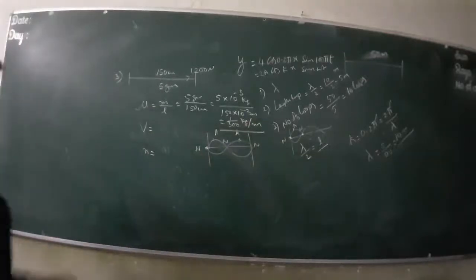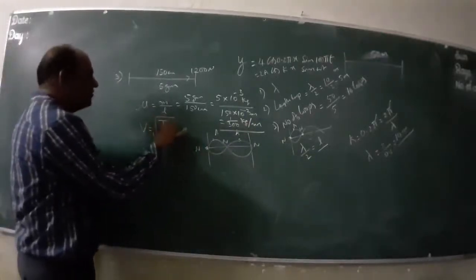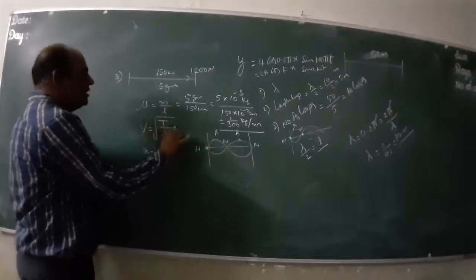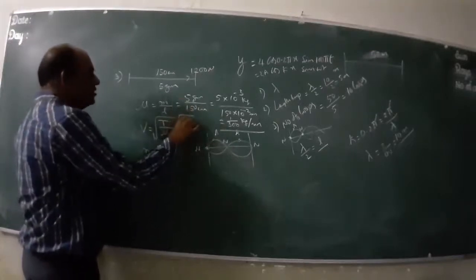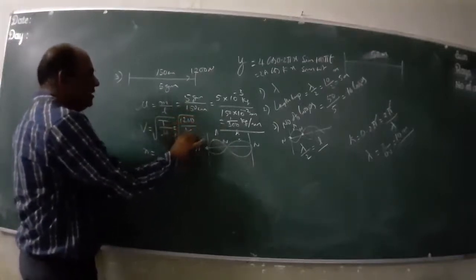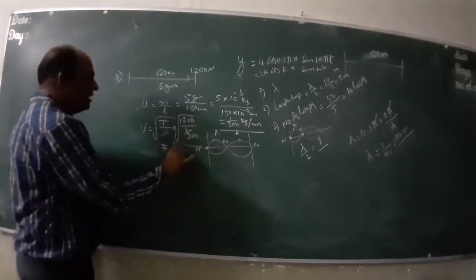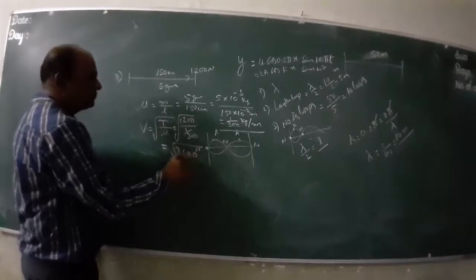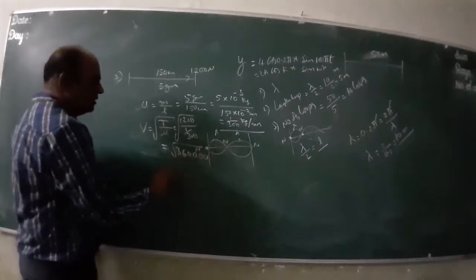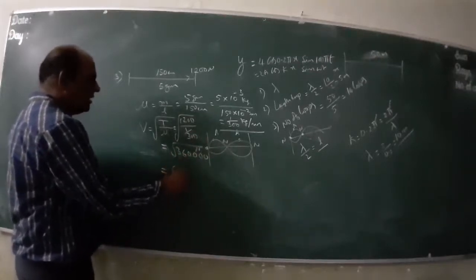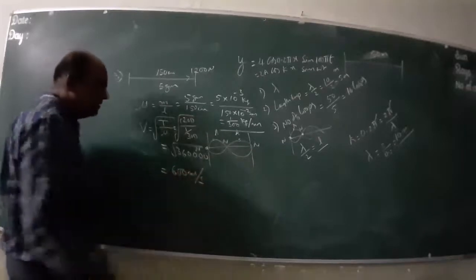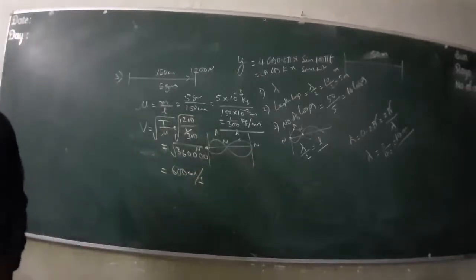Therefore, velocity of transverse wave is root of T by mu. That is root of tension 1200 divided by 1 by 300. That is equal to root of 3600, that is equal to 600 meter per second. This is the velocity of the transverse wave.